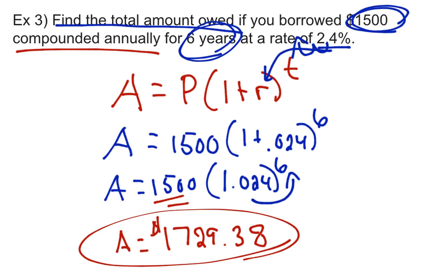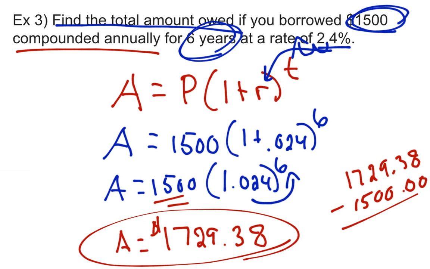Now, again, I could ask you another question. I could say, well, if we borrowed $1,500 and we owe a total of $1,729.38, how much interest was there? Okay, well then you would have to take this 1,729.38, the amount total you owe, and you subtract the amount that you borrowed, and you would then get the interest, which is you're paying $229.38 in interest. If they asked the question, in this case they didn't, they wanted the total balance. So anyways, that's simple and compound interest today.